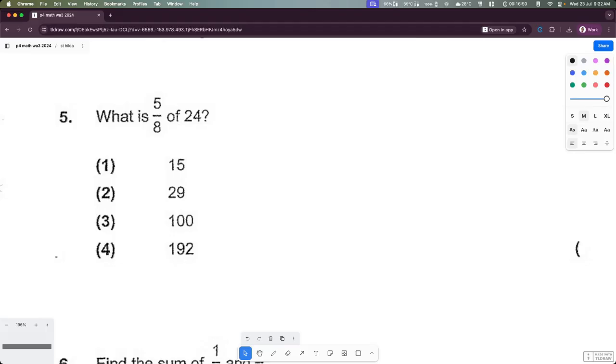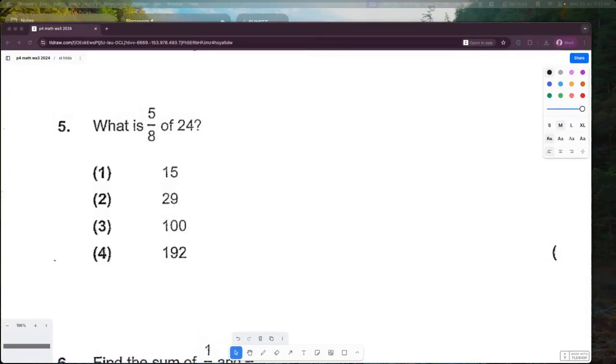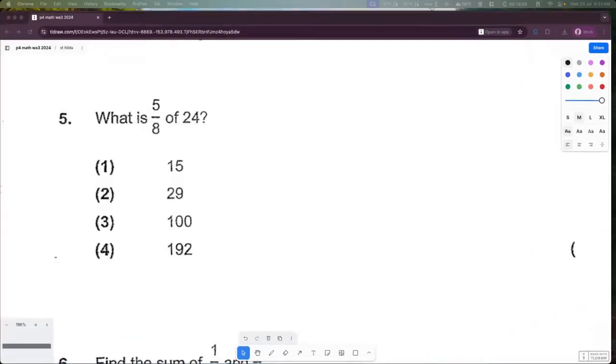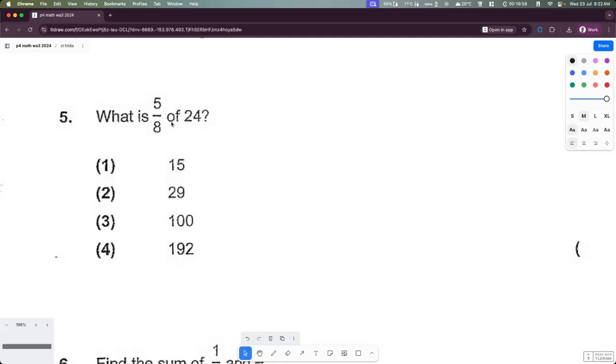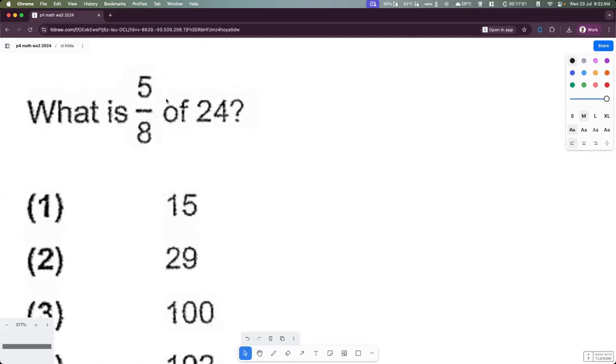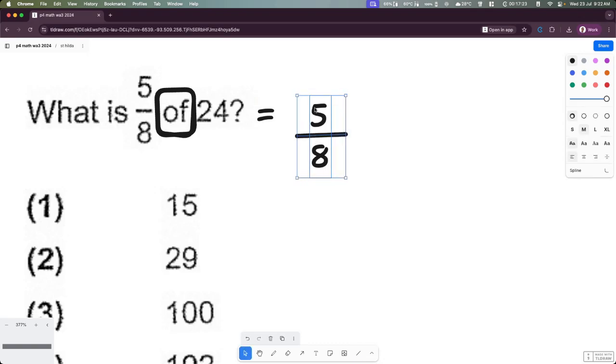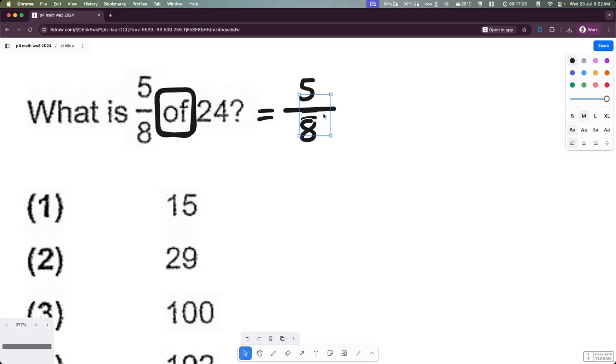Question 5. Okay, so what is 5 out of 8 of 24? When you read this kind of question, when you see the word "of" over here, this basically means times. So you multiply. So that means this is the same as 5 over 8, and then we multiply by 24. Times 24. That's about it.